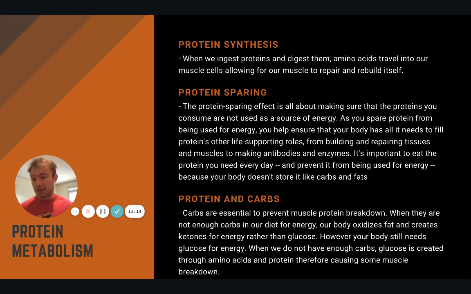When we ingest carbs, we get glucose from those carbs, and that glucose gets converted into glycogen, which helps for energy inside of the gym. When glucose is absent, we go to protein and amino acids to develop the glucose. Therefore, it's going to cause some muscle protein breakdown, and there's not going to be as much synthesis as breakdown, and that's why carbs are going to be helpful when losing weight and cutting out your calories.